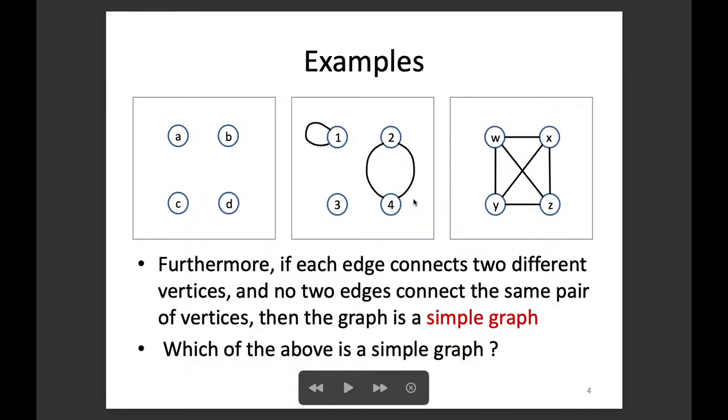So among the 3 graphs in these examples, we will see that only the middle one is not a simple graph, but the other 2, they are both simple.